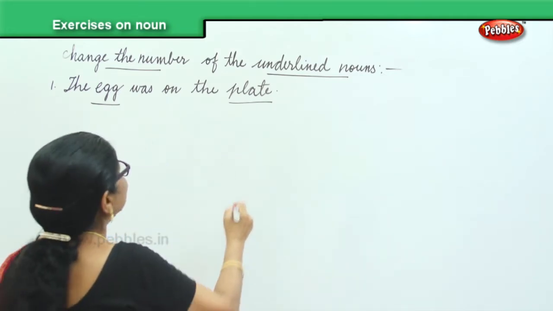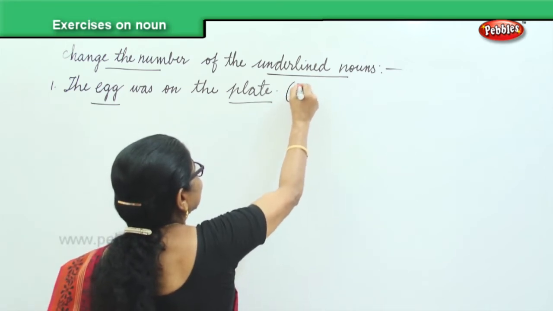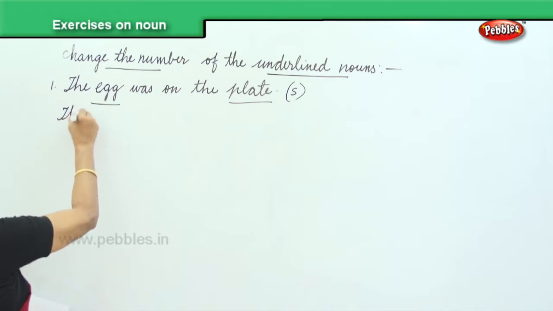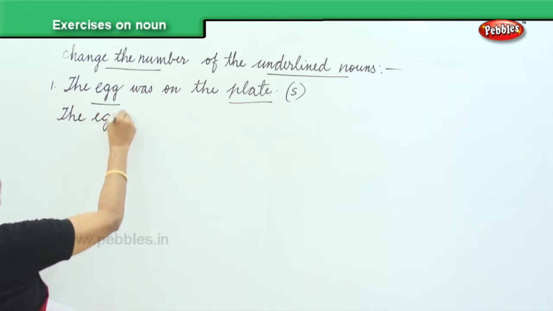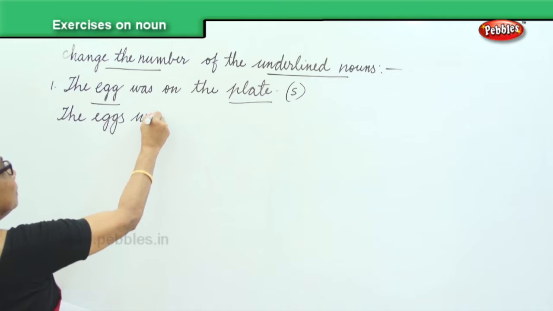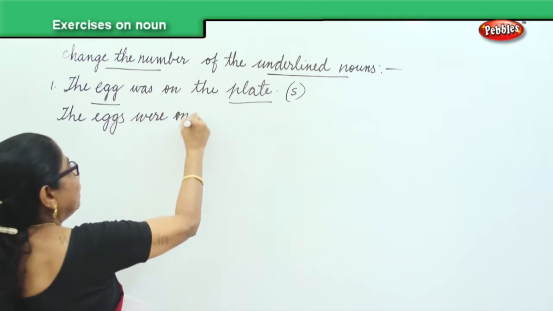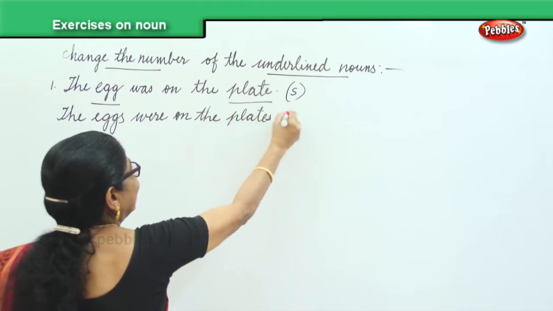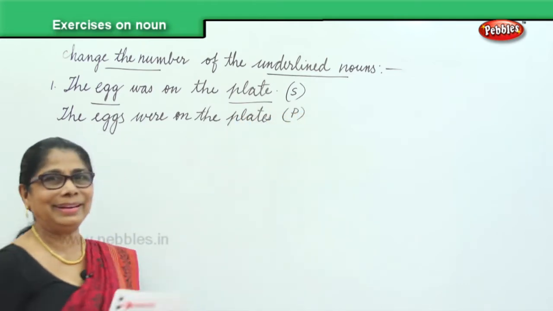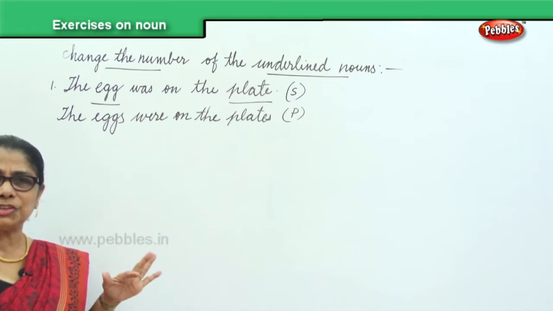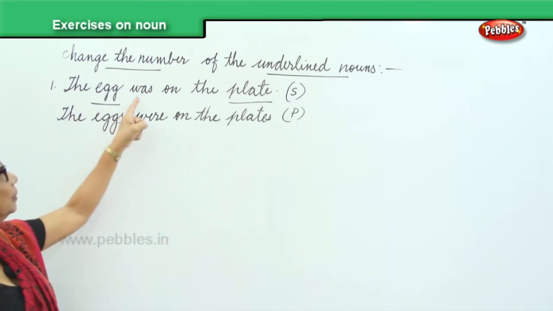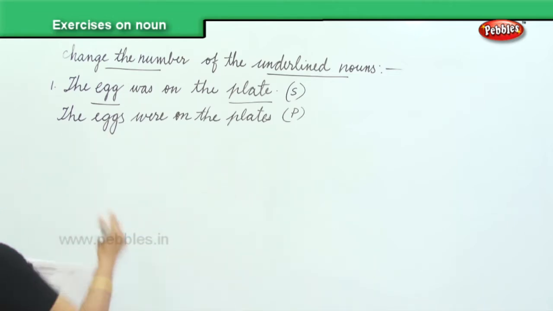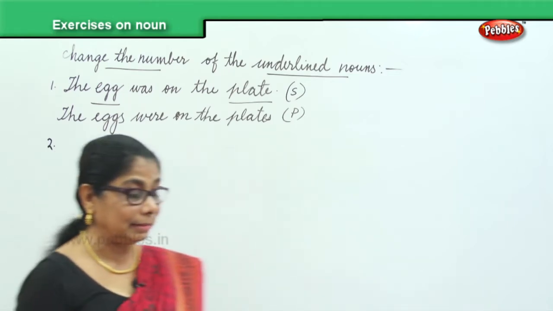Okay, so this is singular. Now we're going to change it to plural. So how will you write it? The eggs, we change, were on the plates. We have made it into plural. The singular nouns, we changed into plural nouns. One egg was on the plate, but when you say many eggs, were. Okay? Next, I have another sentence.